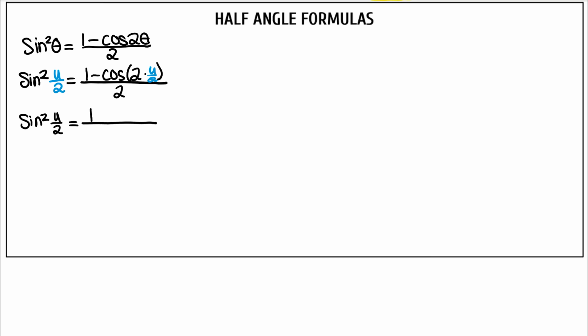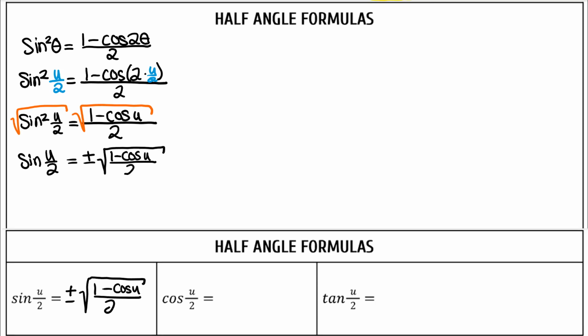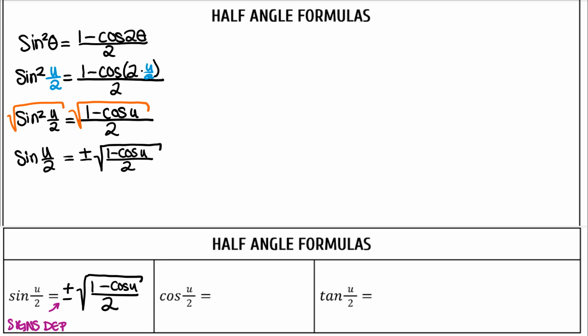Now, if I wanted to solve for sine of u over 2, that half angle, I could just square root both sides. That means sine of u divided by 2 is equal to plus or minus the square root of 1 minus cosine of u, divided by 2. The sign, the plus or minus, depends on which quadrant u divided by 2 is in. So remember, sine is positive in quadrants 1 and 2, and cosine is positive in quadrants 1 and 4.